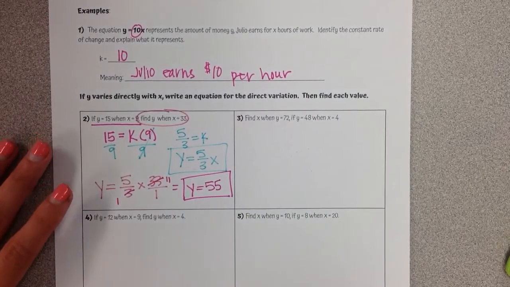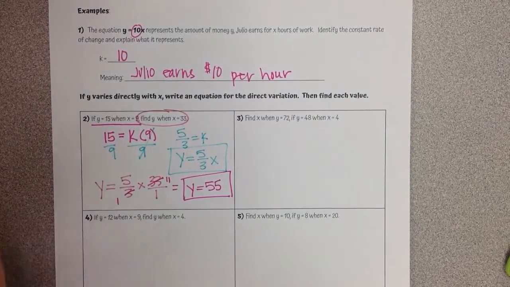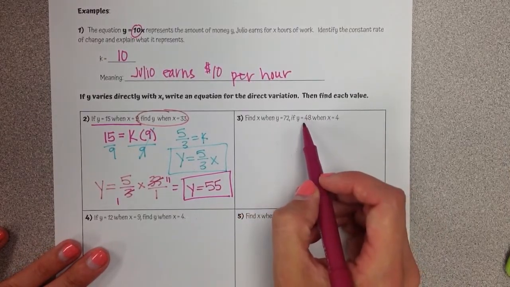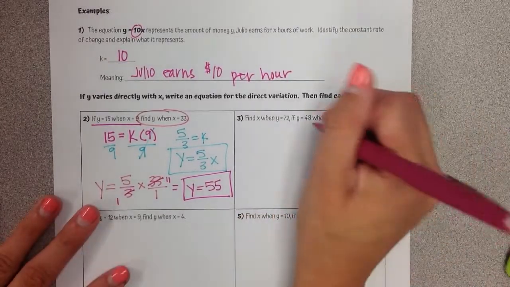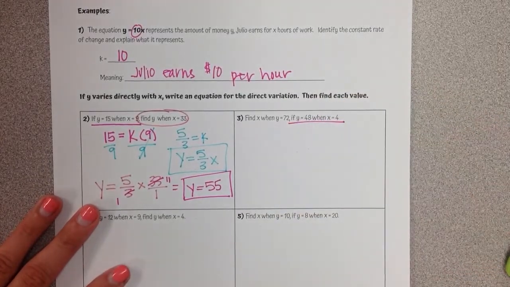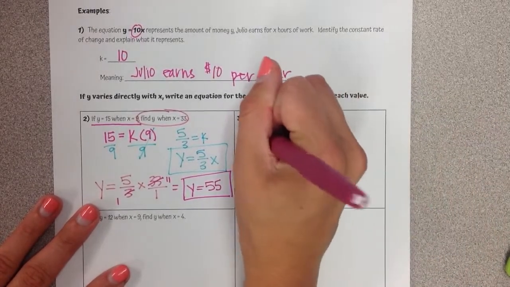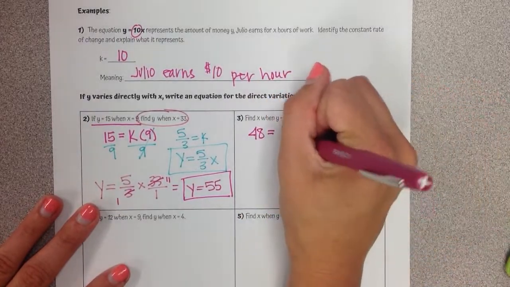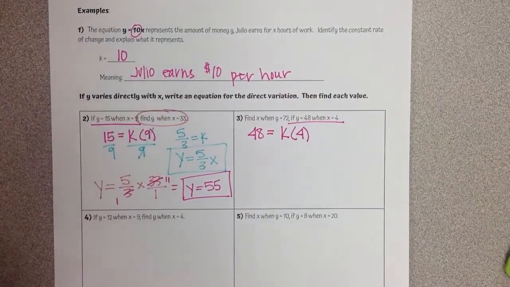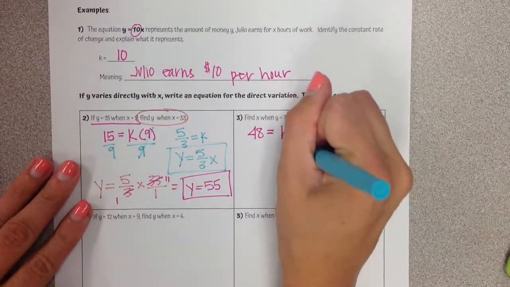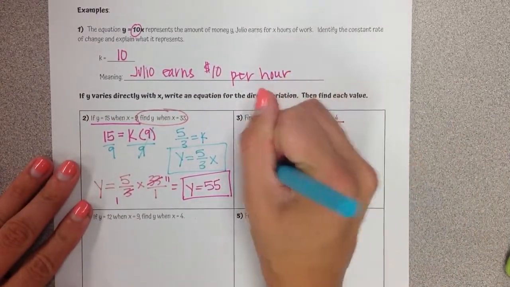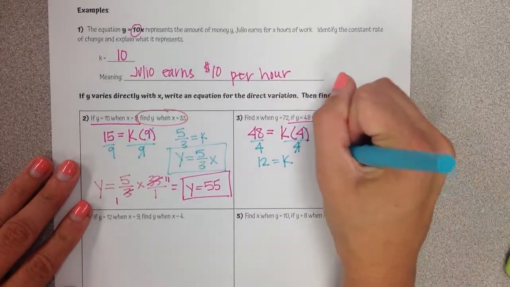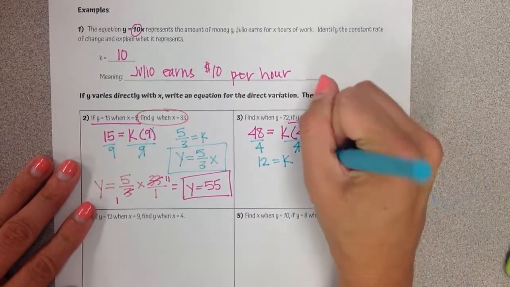Alright, example 3 here. Find x when y equals 72. So we don't have both values here, but over here, if y equals 48 when x equals 4, that's what we need to use to find our k value. So we plug in what we know. We know y is 48. We don't know our k value. We know x is 4. Solve that equation by dividing by 4. And we get that k is 12. So our equation would be that y equals 12x.